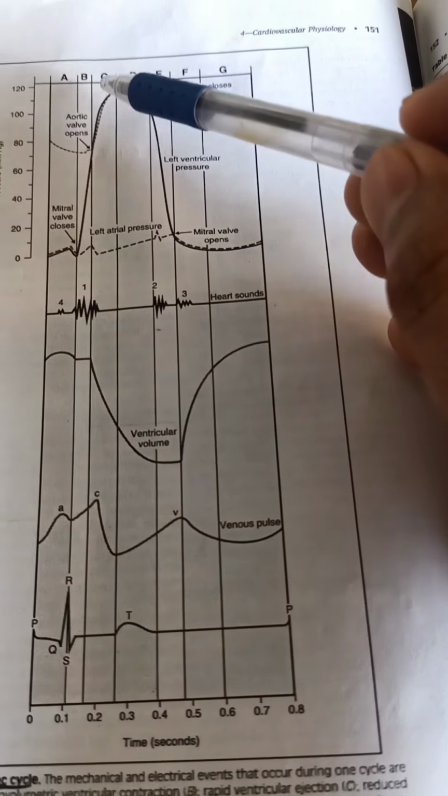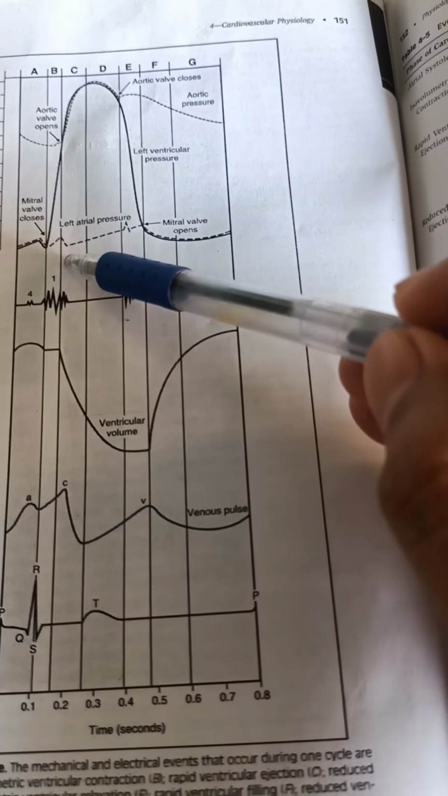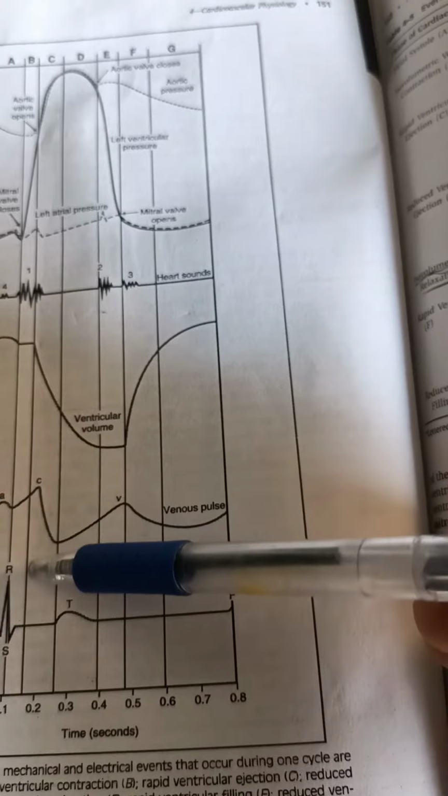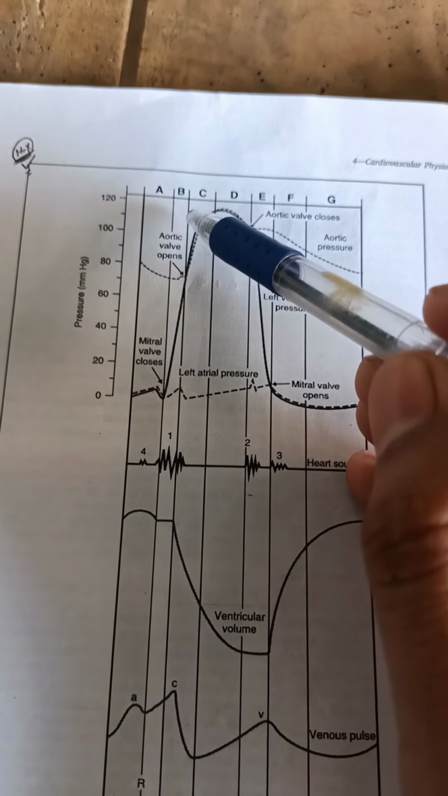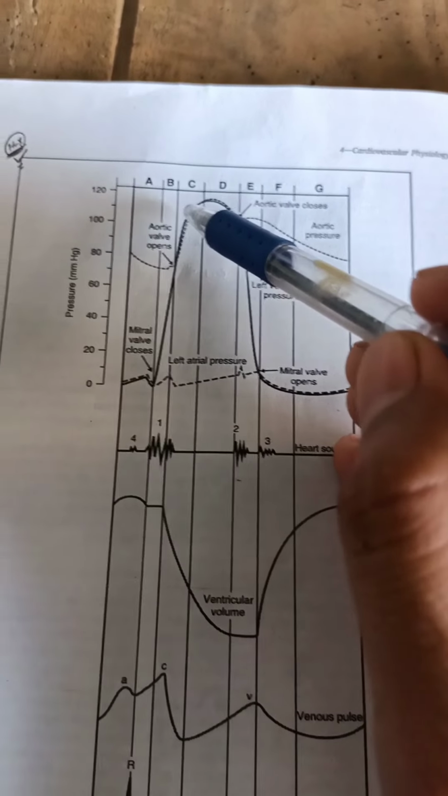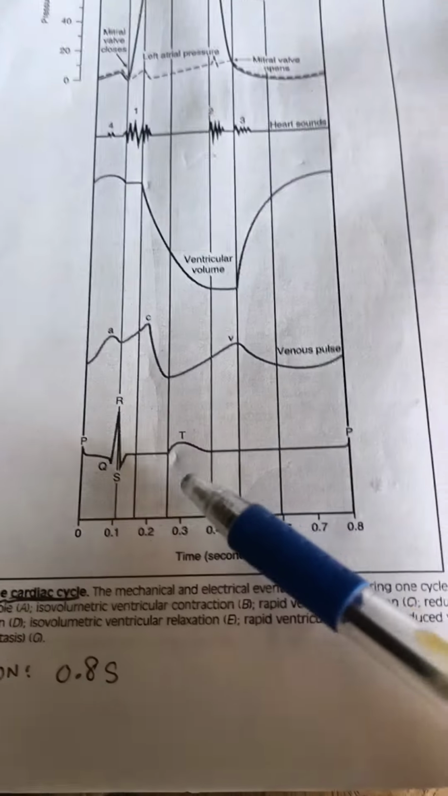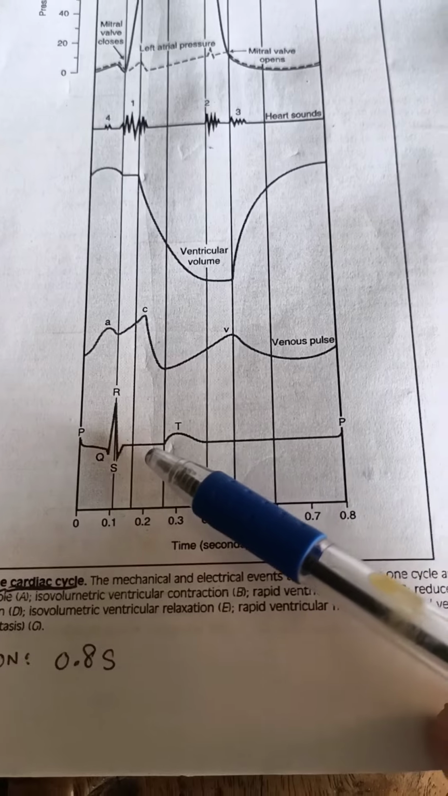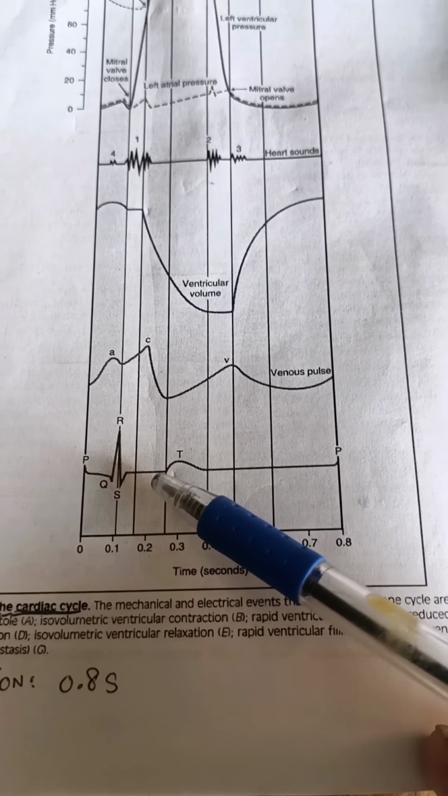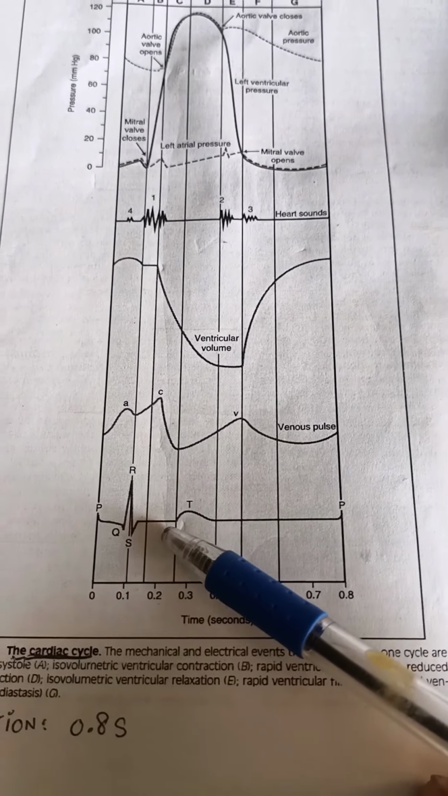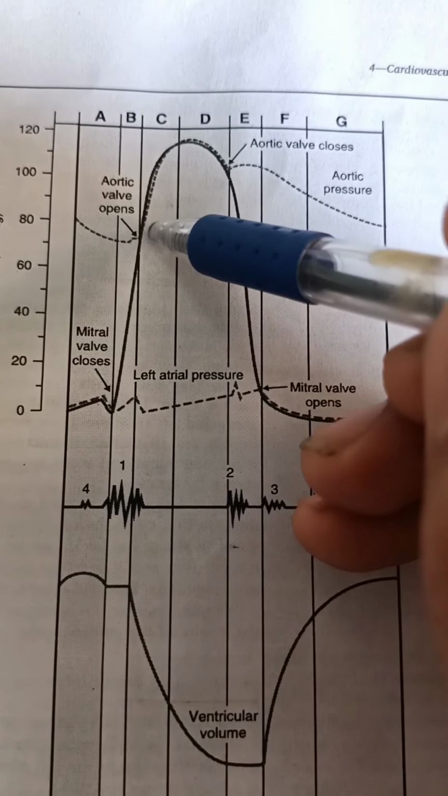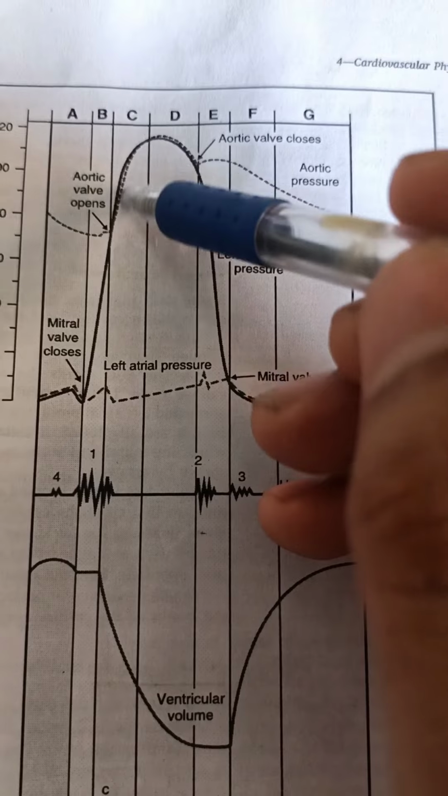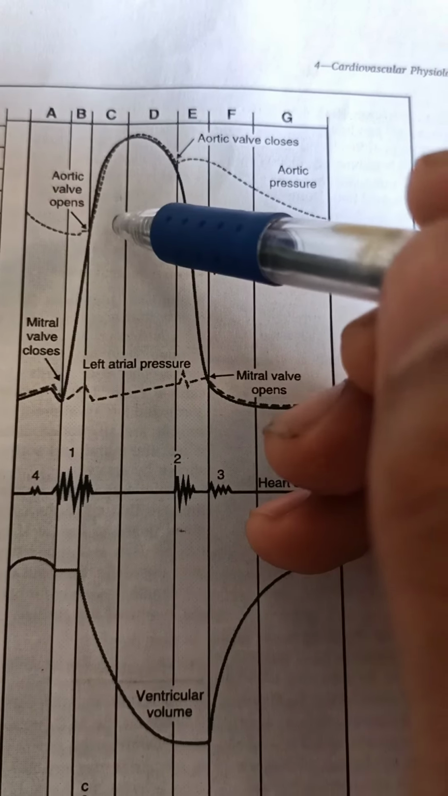And this phase ends with the onset of the T wave. Pressure of the ventricle is maximum in the rapid ventricular ejection phase. And second thing, the onset of the T wave, which is represented here, basically represents the electrical repolarization of both ventricles. Atrial filling also begins in this rapid ventricular ejection phase.